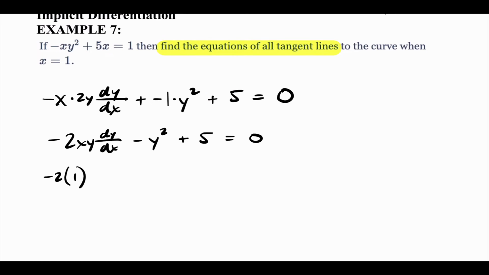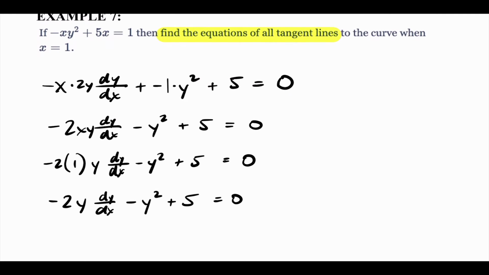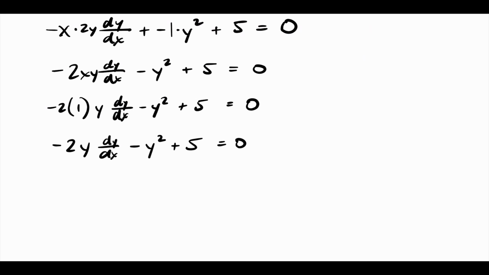Anywhere I see an x, I'm going to plug in a 1. So I get negative 2y dy dx minus y squared plus 5 equals 0. What else do I need that I'm missing? Actually, you know what? Let's solve for dy dx. Let's solve for dy dx now. I don't think we're ready for that question yet. Let's solve for dy dx.